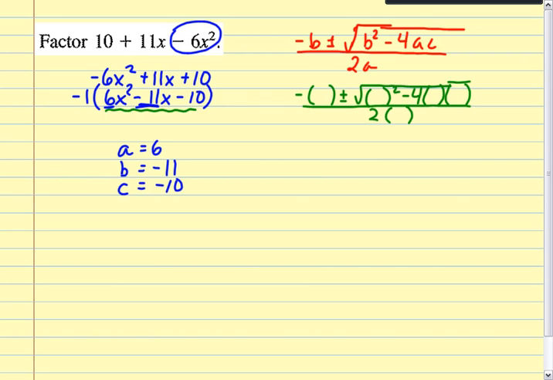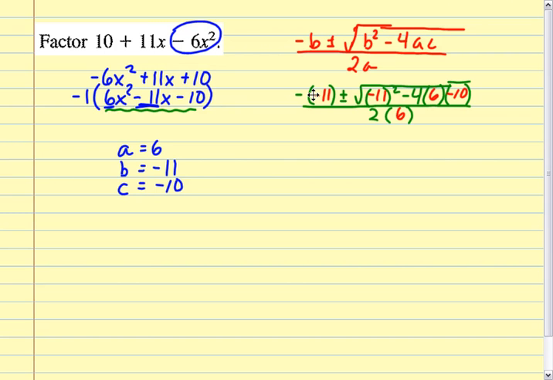Okay, now when we left off, we had gotten A, B, and C. We have our quadratic formula with the parentheses, so we're ready to plug in. I'm going to plug in negative 11 for the B's, right? The B's go right there. I'm going to plug in 6 for the A's, and minus 10 for the C's.